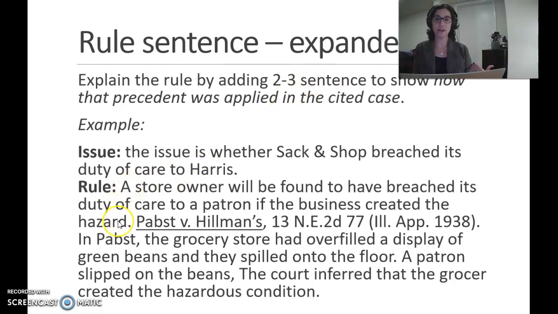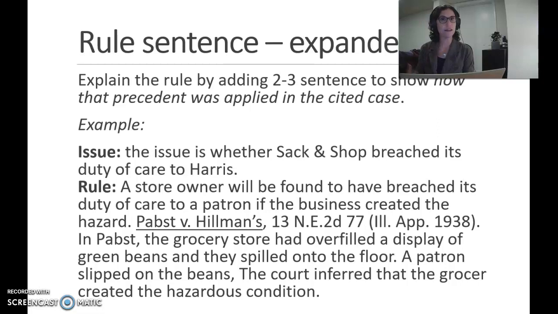a takeaway rule from your cited case, followed by a full citation to your cited case, and then another 1 to 3 sentences where you explain how that rule was applied in your cited case, because that gives your reader more extensive context to understand why you chose that precedent and how that rule of law was applied in the precedent. So now we have to finish the IRAC paragraph with both analysis and conclusion.